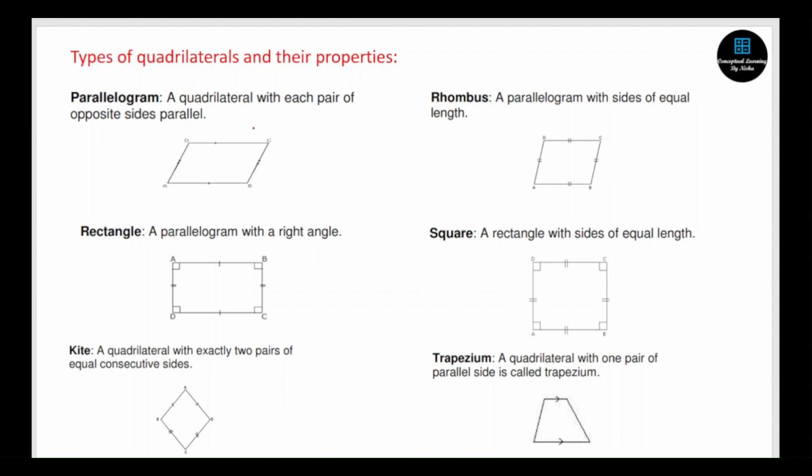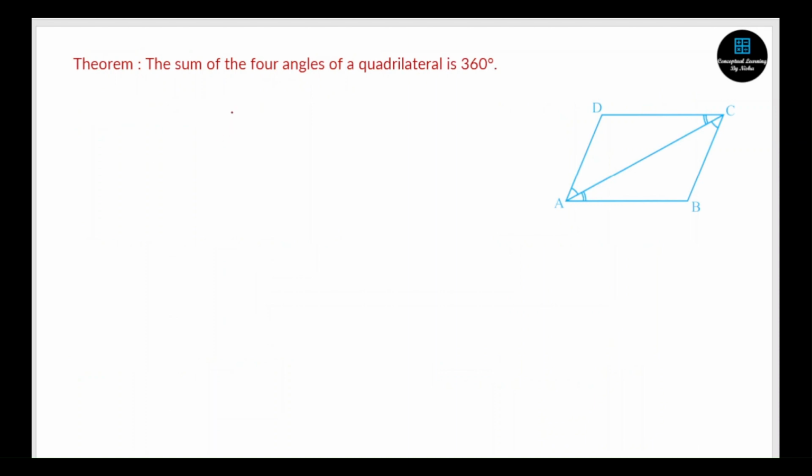Okay. Parallelogram is nothing but a quadrilateral where pairs of opposite sides are parallel. Rectangle, one angle is a right angle in a parallelogram. Rhombus, all sides are equal in a parallelogram. Square, it has both combinations, all sides are equal, all angles are equal. Okay. Kite is a special quadrilateral where adjacent sides are equal. And trapezium, it has one and only one pair of opposite sides parallel. Okay. Now we'll learn the first theorem.